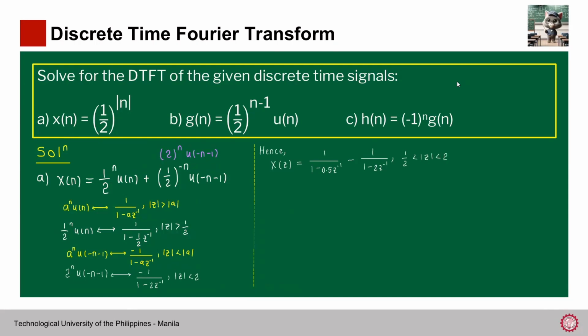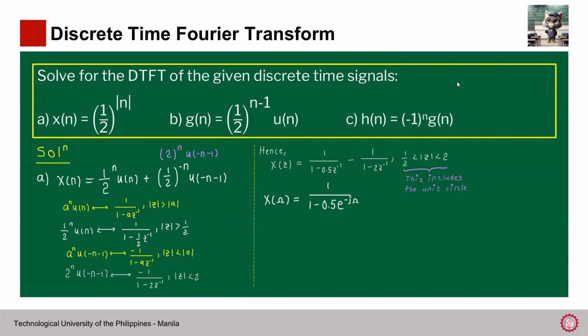As we can see here, this definitely includes the unit circle, right? What is the unit circle? 1, right? So 1 is included, because it's between 1 half and 2. Since it includes the unit circle, we can simply replace Z with e raised to j omega. So our final answer would be 1 over 1 minus 0.5 e raised to negative j omega.